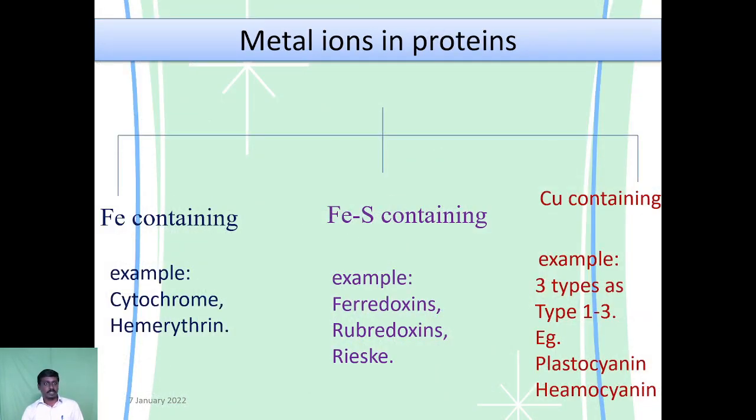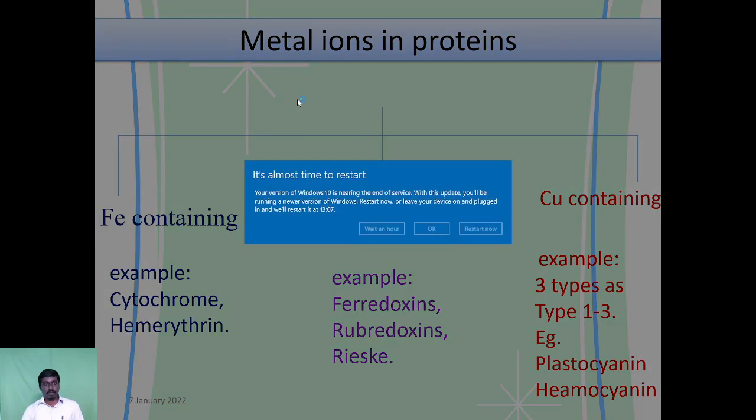And the next classification is metal ions in proteins. Metal ions in proteins are classified into three types: Fe containing, FeS containing and Cu containing. Fe means iron containing, FeS means iron and sulfur containing, and Cu means copper containing. For example, Fe containing proteins are cytochrome and hemerythrin, and examples of Fe and S containing proteins are ferredoxin, rubredoxin and Rieske protein. Copper containing proteins are of three types, type 1 to type 3. For example, plastocyanin and hemocyanin. Hemocyanin is also called blue protein.